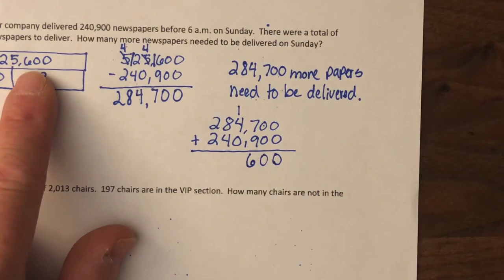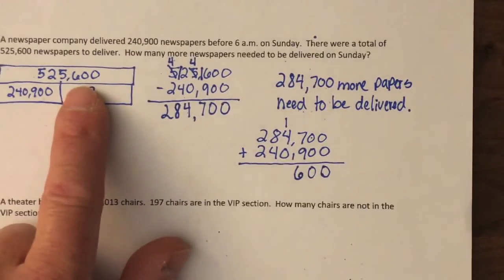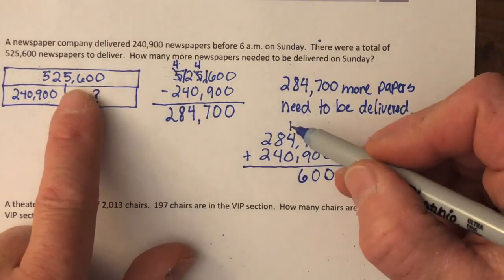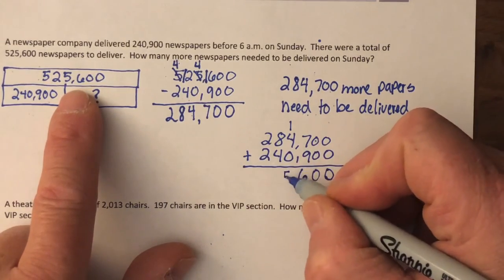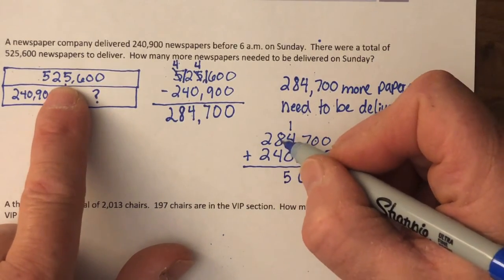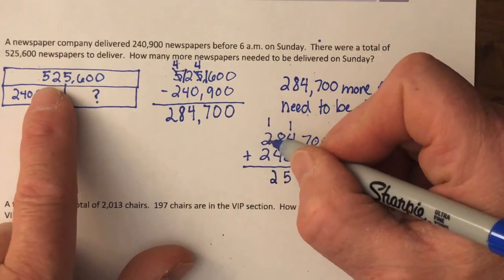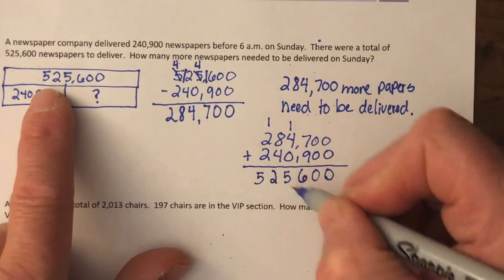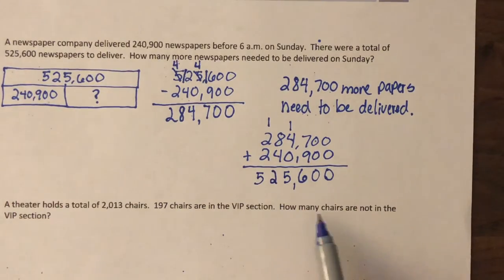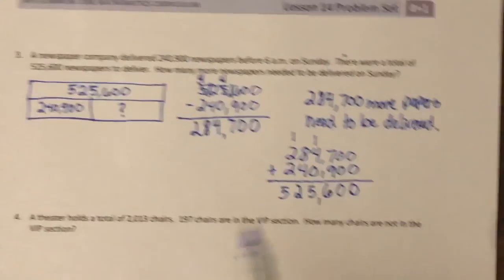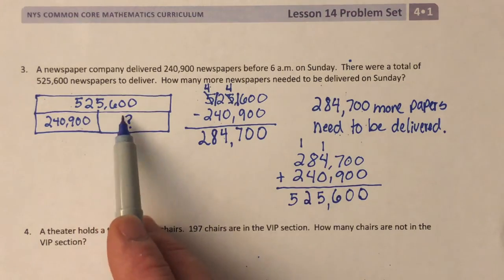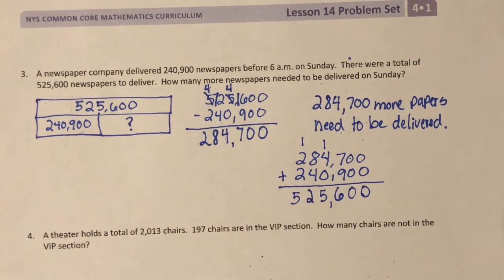I got, let me get this better here. So I've got 600 and 600. Good. 1 plus 4 plus 0 is 5. Good. 8 plus 4 is 12. Good. 1 plus 2 is 3, plus 2 is 5. So, do they match? 525,600, 525,600. I am confident that my answer is right.